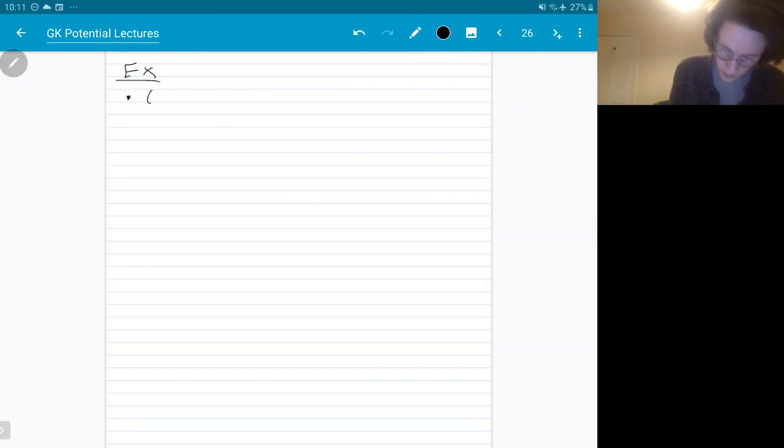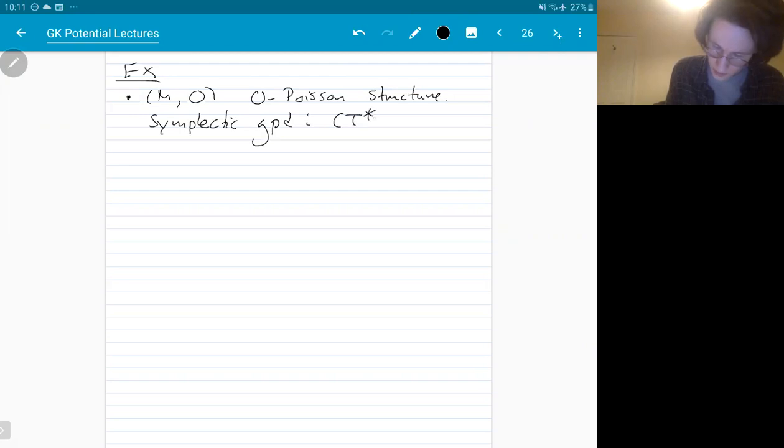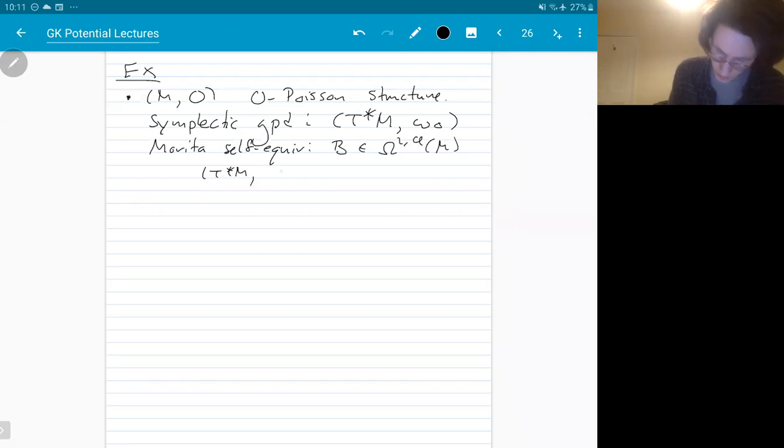So let's just go through our list of Poisson manifolds. If we take the zero Poisson structure, then the symplectic groupoid is the cotangent bundle. And you can get a bunch of non-trivial Morita self-equivalences given a closed two form B. Then you can take the cotangent bundle and take the symplectic form and add to it the pullback of B. This gives a Morita equivalence.